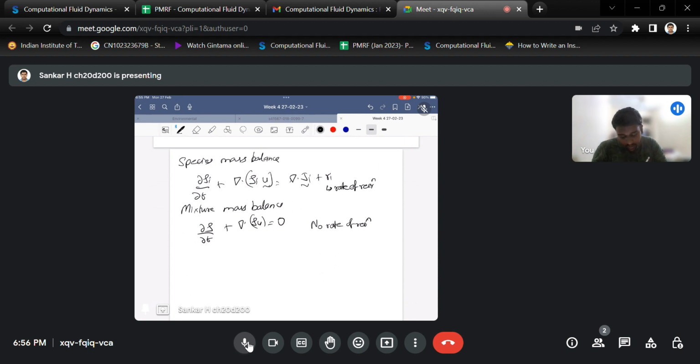When we deal with the mixture momentum balance, it is given by dou u by dou t, here u will be a vector, plus u dot del u should be equal to minus 1 by rho del p plus mu by rho del square u plus g. And here also the rate of reaction is not specified.